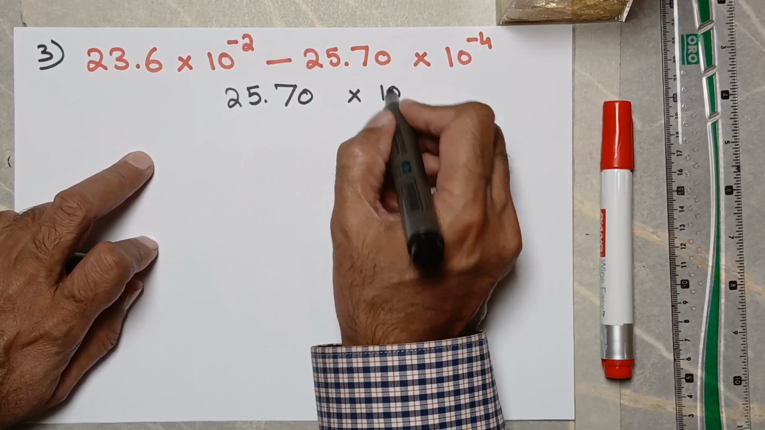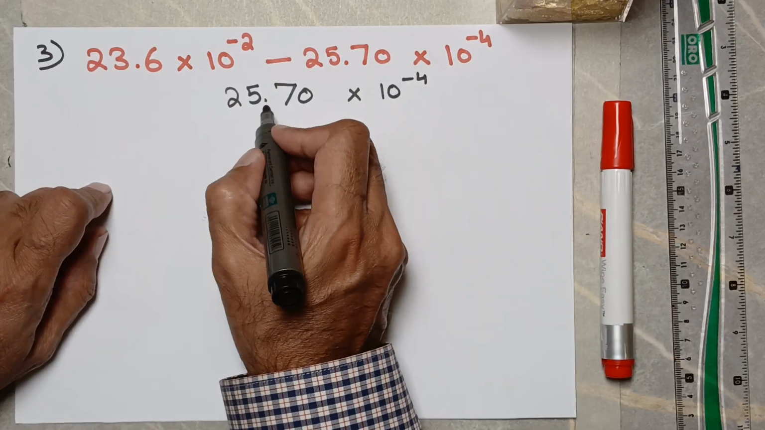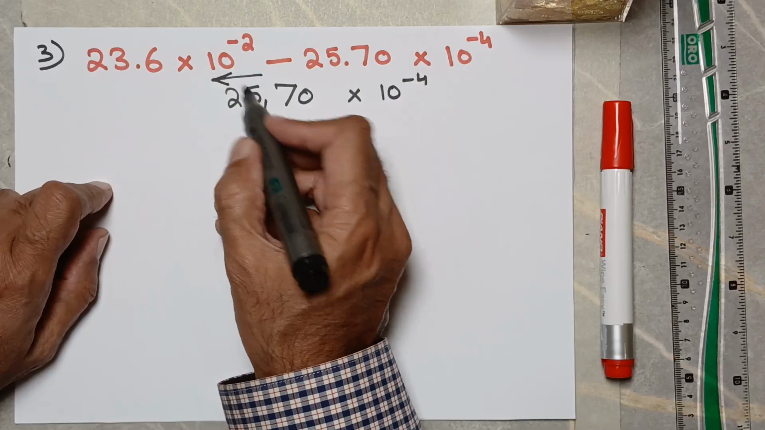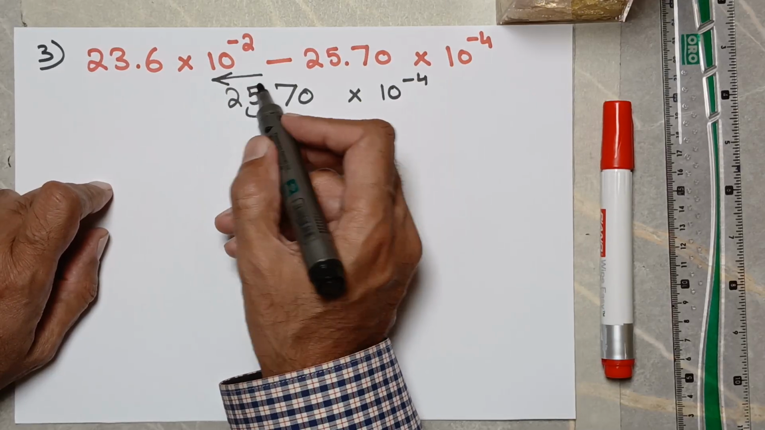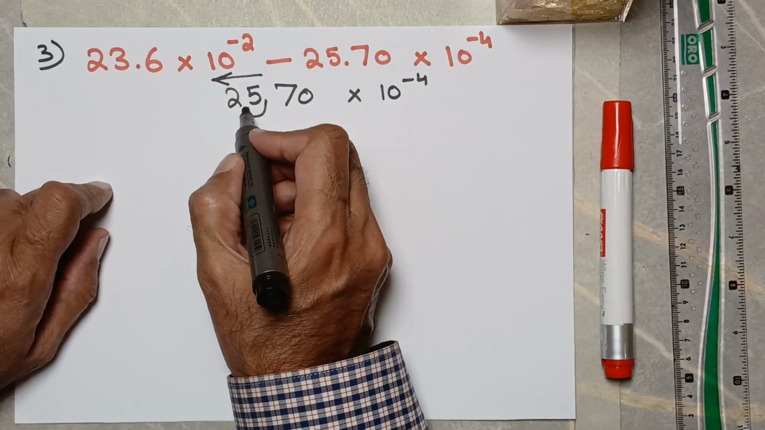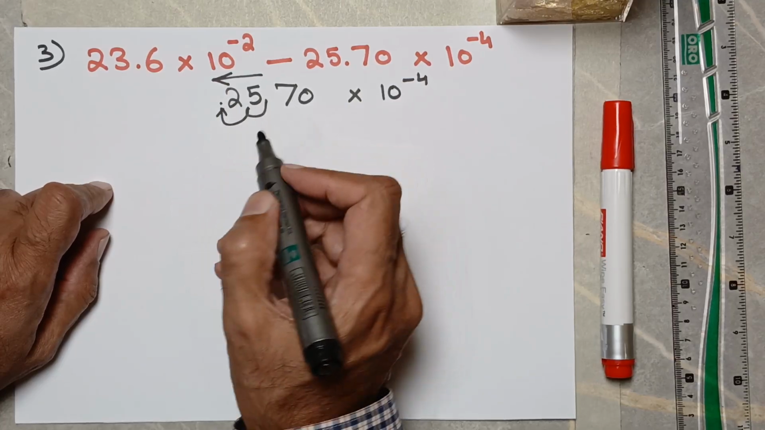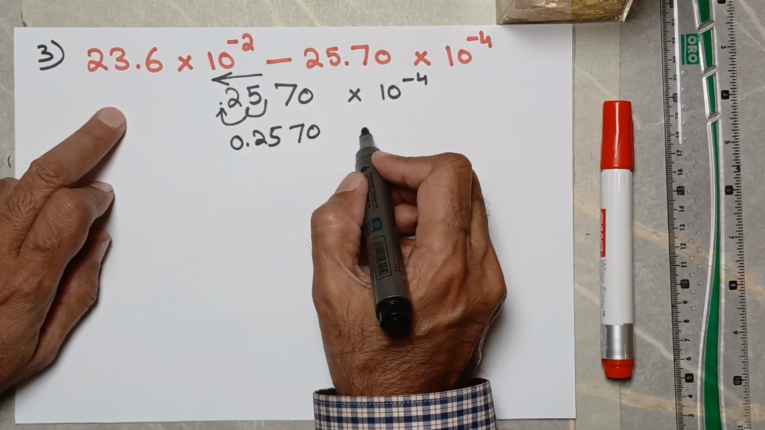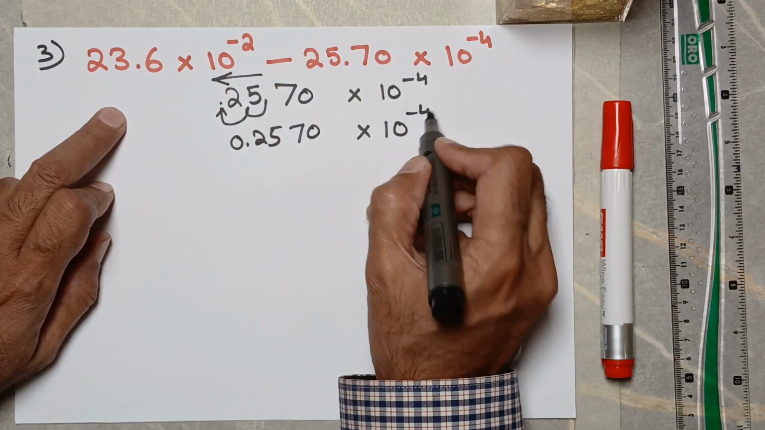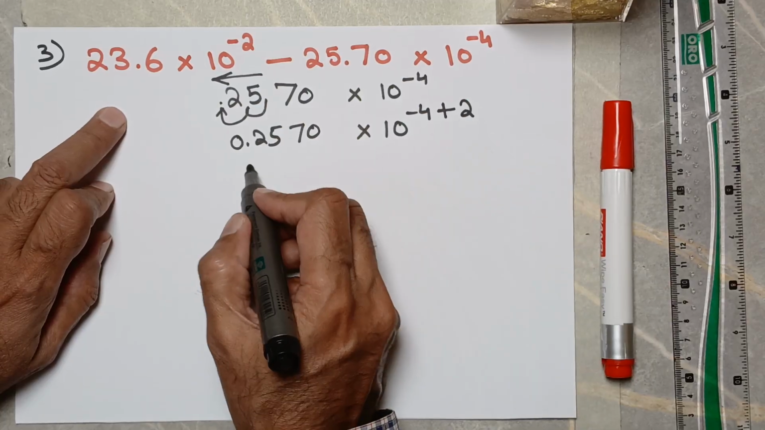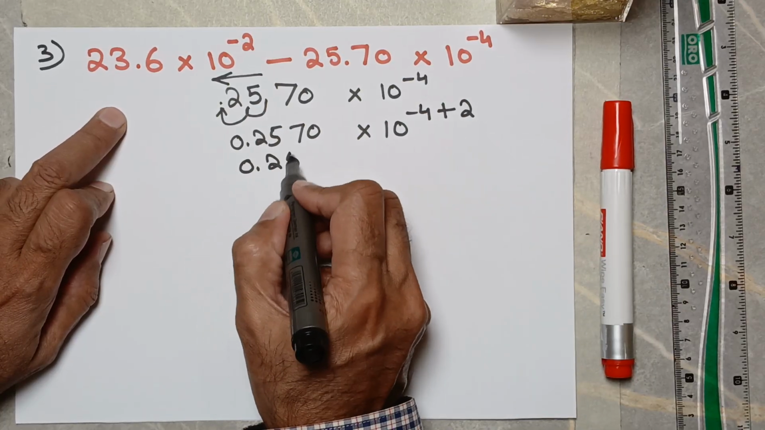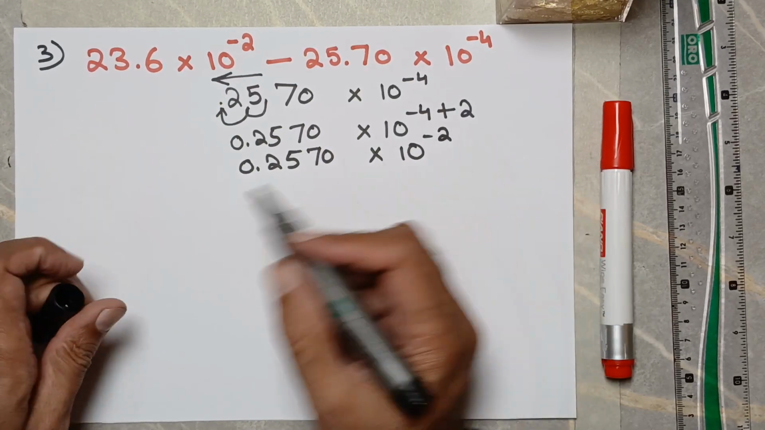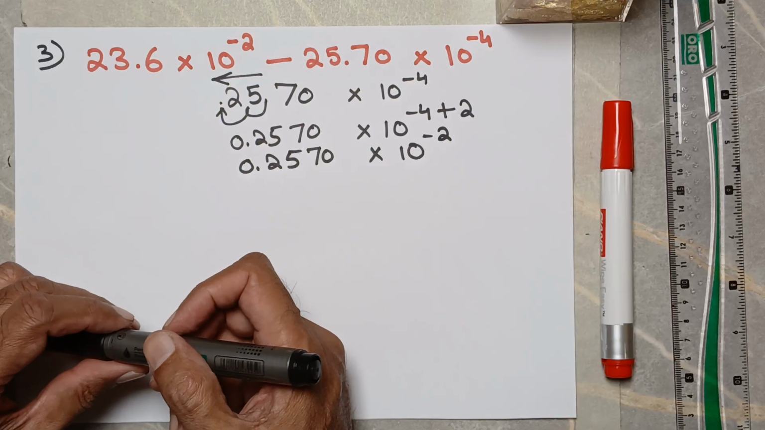25.70 times 10 raised to the power minus 4, and we are shifting this decimal 2 places towards the left, and when we move this decimal towards the left, we are increasing our exponents, first place and the second and the final place. So now it will be 0.2570 times 10 raised to the power minus 4 plus 2 over here, and the final will be 0.2570 times 10 raised to the power minus 2 over here. And now we will do the simple subtraction.